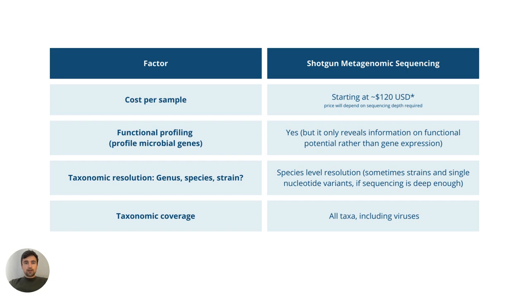The breadth and depth of taxonomic resolution should also be considered. Metagenomic sequencing, depending on the depth, can identify individual species, strains, and even single nucleotide variants of microbes. It's important to consider what level of taxonomic resolution is required for your study. Taxonomic coverage is also important. Unlike amplicon sequencing, metagenomic sequencing can identify bacteria, viruses, fungi, archaea, and other microbes all at the same time.